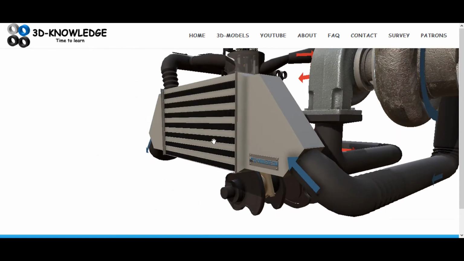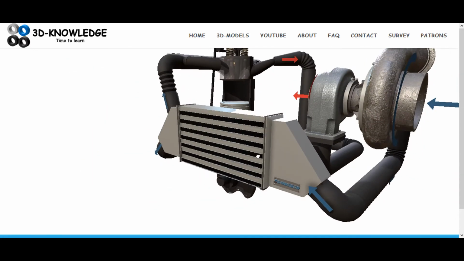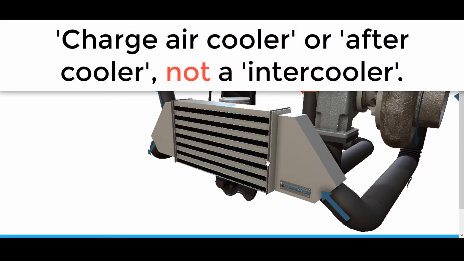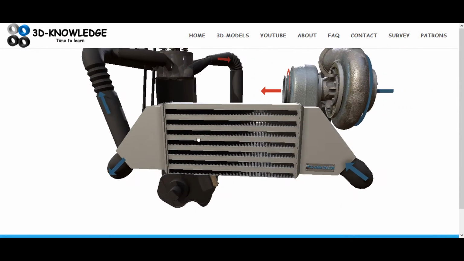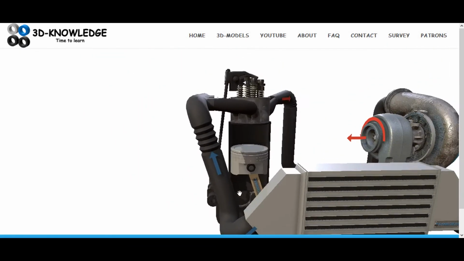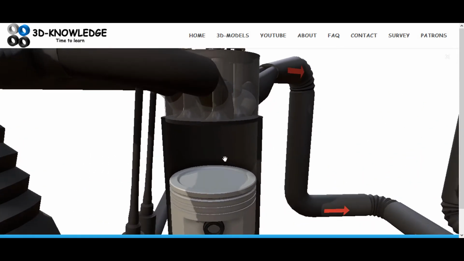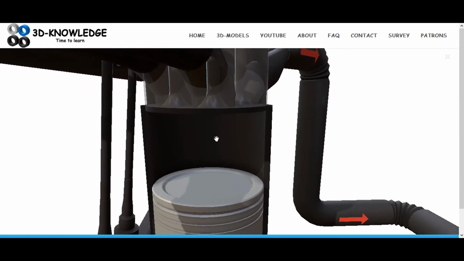Now, what's this? This is an air cooler, or a charge air cooler. The reason we need this is because we need to cool the air down, and we're going to explain why in a moment. But we cool the air down, and then it comes through here, out here, and into the cylinder liner. So there we go, down there.